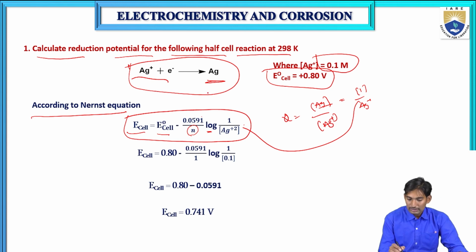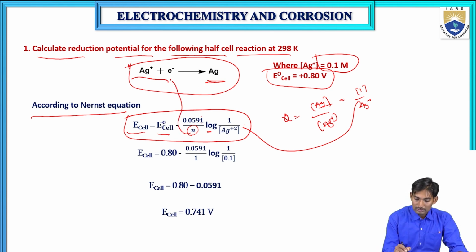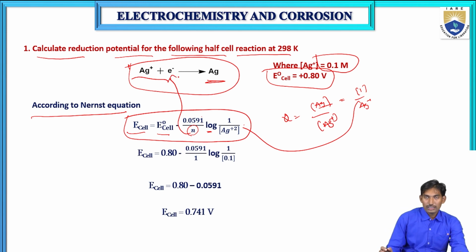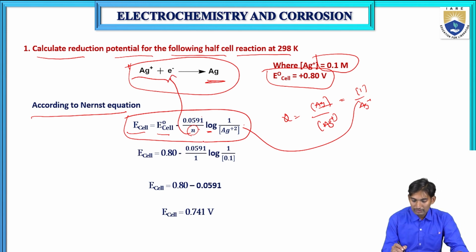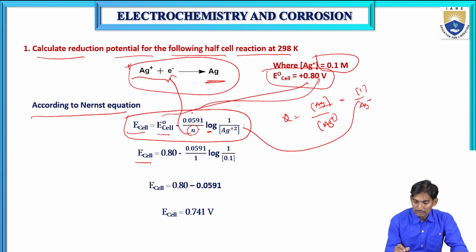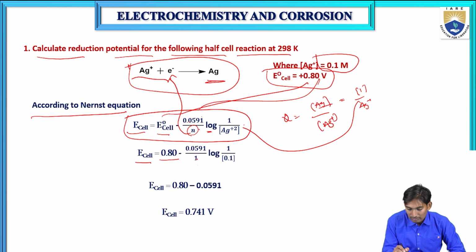In this reaction, how many electrons are involved? Only one electron is involved to complete the reaction. So n equal to 1. So E cell equal to E naught cell, which is given as 0.80. So for E naught cell I have written 0.80 minus 0.0591, n equal to 1, and log 1 by Ag+ concentration, which he mentioned as 0.1.